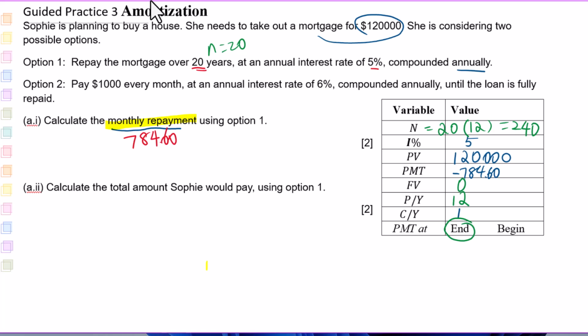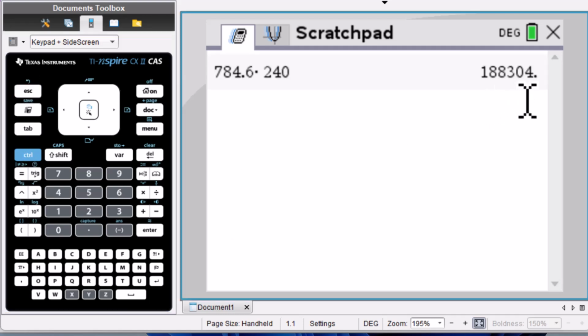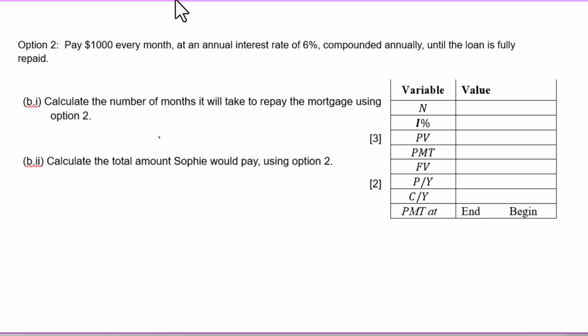A2. Calculate the total amount Sophie would pay using option 1. Monthly payment is $784.60. And this capital N is the total number of month payment. So total amount Sophie would pay will be 784.60 times 240 equals. The skip button to exit this finance solver. This is the answer.